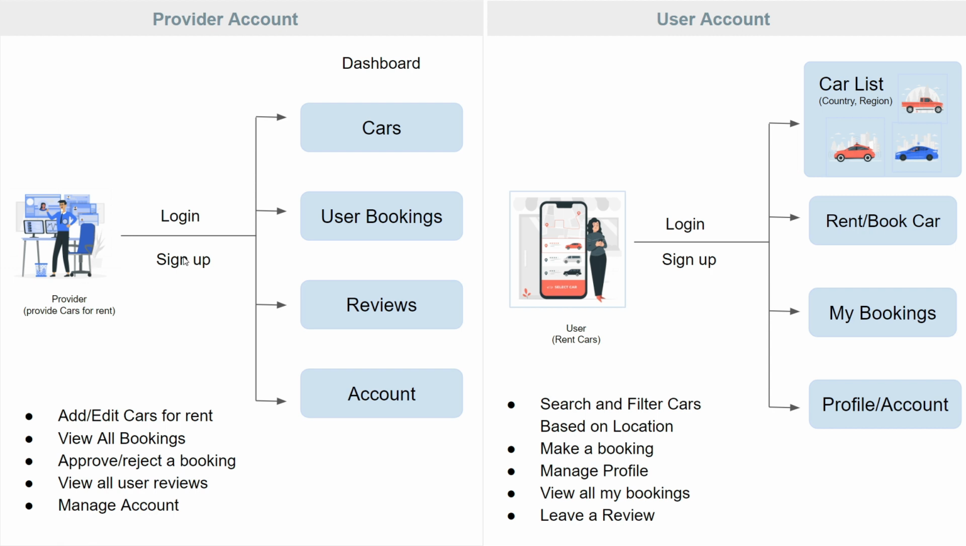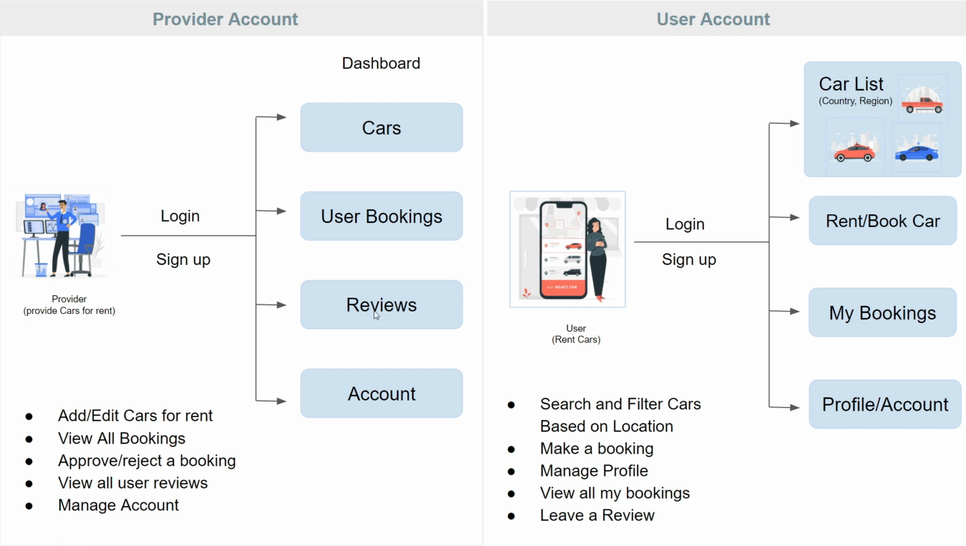So for a provider, you would log in or sign up, and then you go to your dashboard. So when you go to your dashboard, you would be able to add your cars, list your cars there for users to come and rent. And then you are also going to be able to view all your bookings, right? So if a user makes a booking or rents a car, you would be able to see, and you would either approve or reject the booking based on whatever the circumstance is.